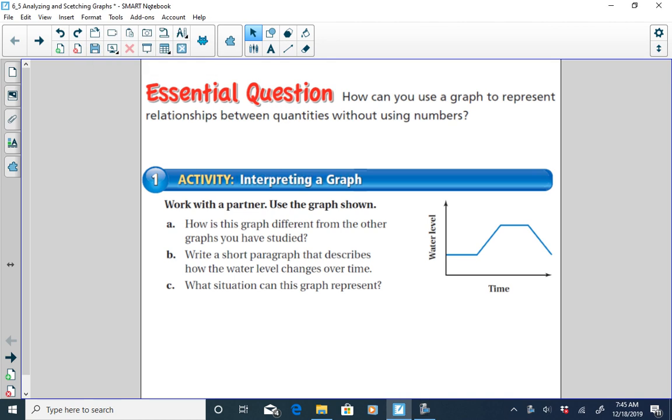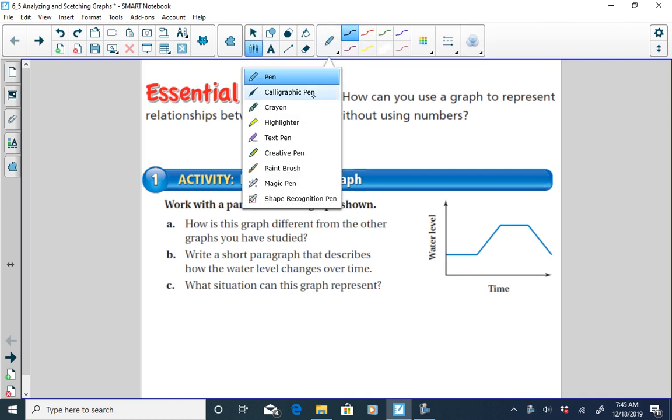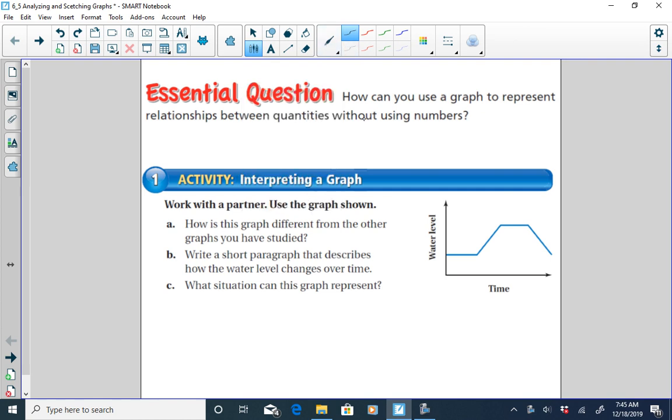Okay guys, the lesson today is to be able to analyze and sketch graphs. Sometimes these graphs can tell stories, just by looking at the data contained within the graph. All right, so the essential question today: how can you use a graph to represent relationships between quantities without using numbers? All right, let's take a look at this first graph.